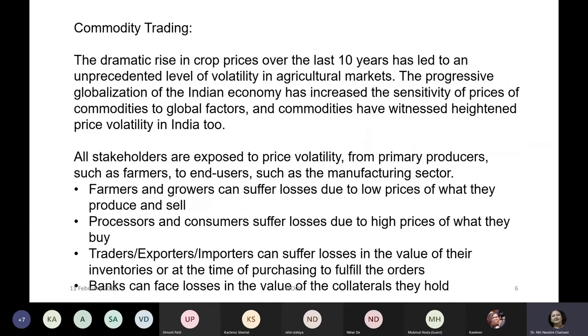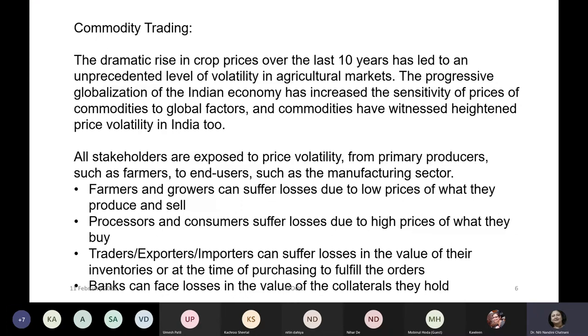So the whole challenge, the reason why we are sitting here today and discussing this issue, is because there has been a dramatic rise in crop prices over the last 10 years, or maybe even the price rise started around 2006 or something like that. And this has led to an unprecedented level of volatility in the agricultural markets. So in India, because of the kind of globalization that the Indian economy has been going through, the volatility in commodity prices at the global level has not spared India also. So even in India, agri-commodity prices and the prices of other commodities have seen a lot of price volatility, matching the kind of price volatility that has been there at the global level.